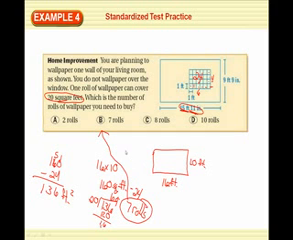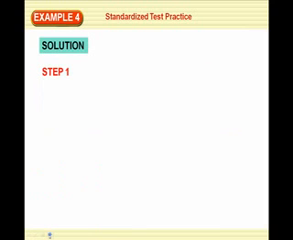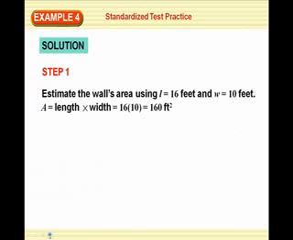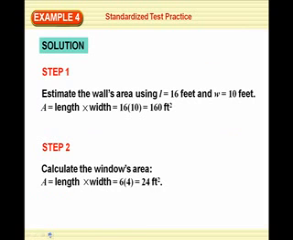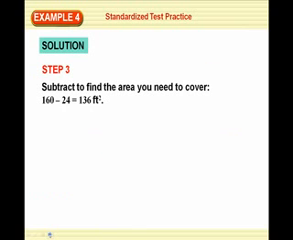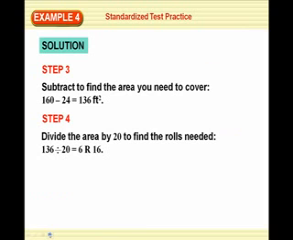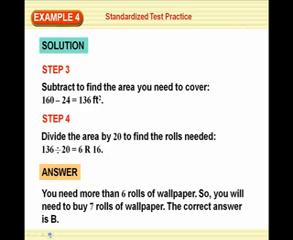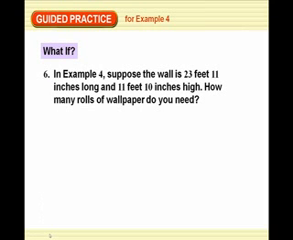Alright, that's how I would do it. Let's see what the book did. They estimated, so they rounded and got 160 just like us. Then they dealt with the window, got 24 just like we did. They subtracted to get the 136. They divided by 20, 6 remainder 16, so then you round it up. 7 rolls of wallpaper. Yoo-hoo, we got it.